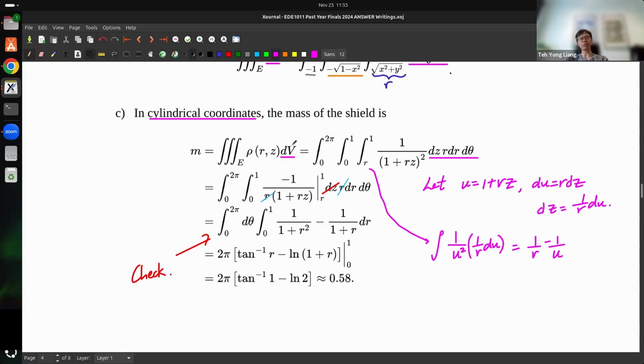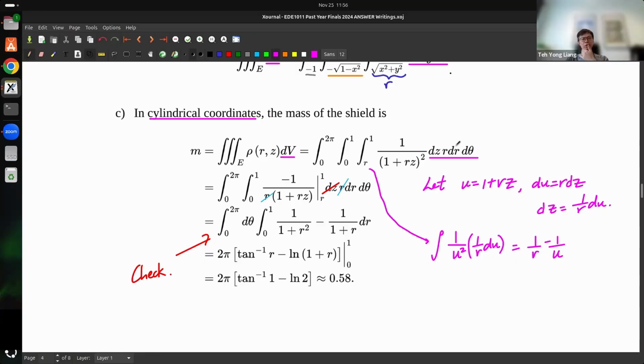It's not dx dy dz. You cannot use dx dy dz, because that one is for Cartesian. In cylindrical, we have discussed that dV will just be dz r dr dθ. It doesn't matter which order you put. You can integrate with respect to r first if you like, followed by dz and dθ.